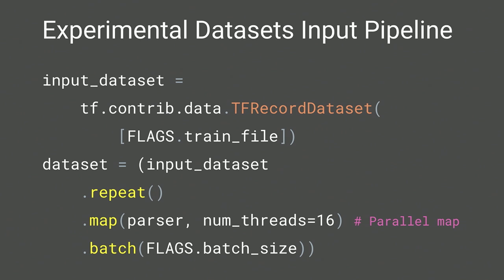Here's a code snippet where we load a set of data from a TF record file on disk. We then repeat that data set as we train our algorithm. We perform some parsing and distortions to this using the parser function, but we can do this in parallel using the parallel num threads, so we do a parallel map. Finally, we batch this up into training bunches that we then feed to our accelerator. This new Datasets API borrows from functional programming and other advanced concepts to make it easy to define high-performance input pipelines that run well.